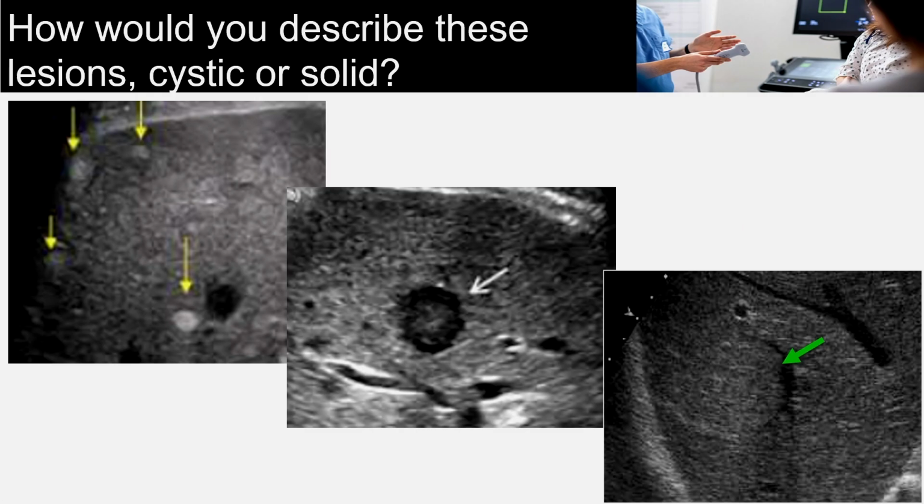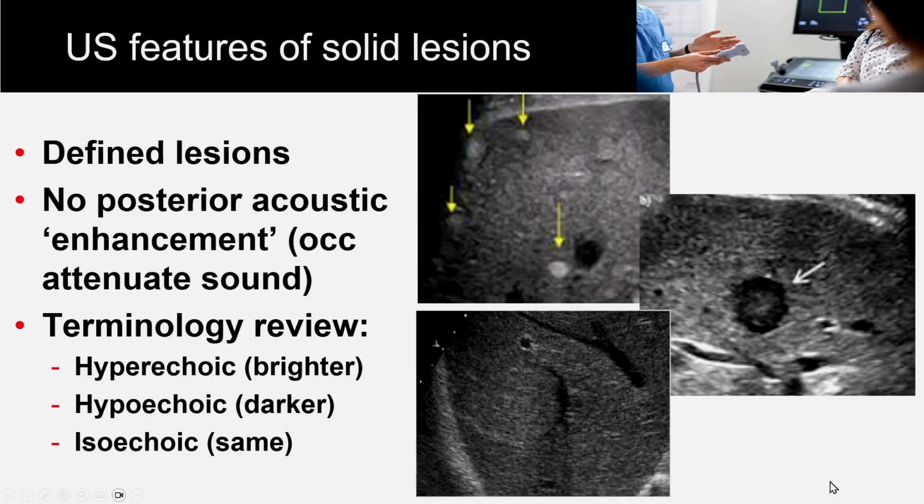We've already talked about the syntax. Of course, you're going to say, hey, these are hyperechoic lesions. This is a hypoechoic mass, and these are isoechoic. This is an isoechoic lesion, and you would be correct. When we look at solid lesions, just like cysts, they tend to be most of the time well-defined. They can be infiltrative depending upon their nature, but they're relatively well-defined.